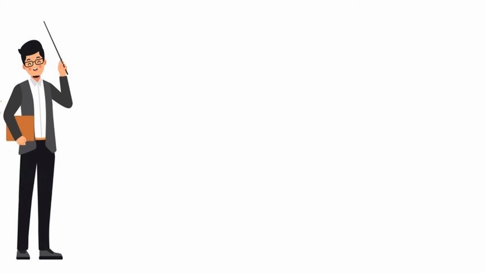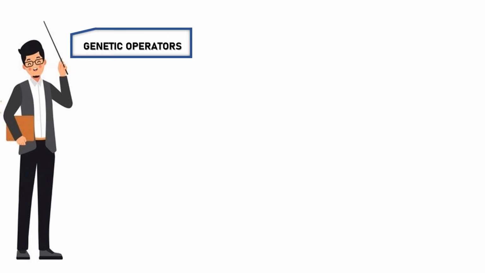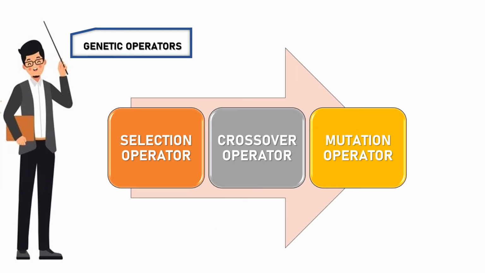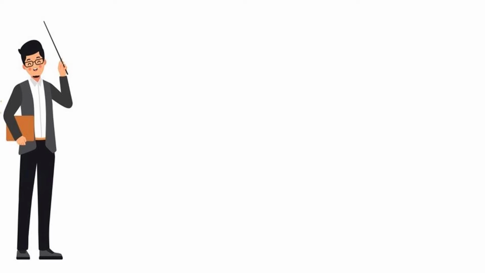Next, coming to genetic operators. In this we have three operators. 1. Selection operator. 2. Crossover operator. 3. Mutation operator. Let's see what the selection operator is.